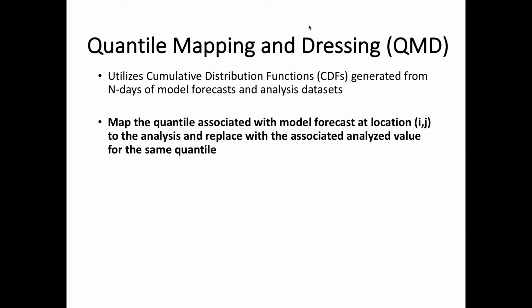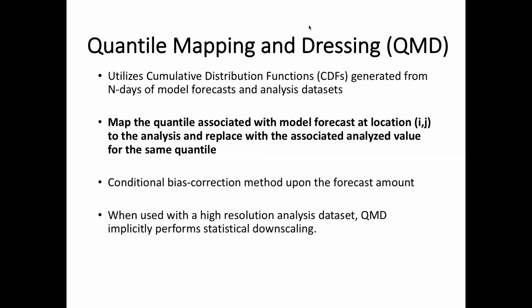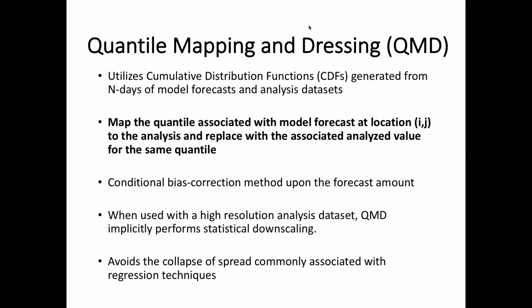In kind of a one-sentence summary, you map the quantile associated with the model forecast at a given location, say a grid IJ grid coordinate, to the analysis and replace it with the associated analyzed value for that same quantile. The quantile mapping is a conditional bias correction method upon the forecast amount. When your analysis data set is of a high resolution, it implicitly performs a statistical downscale, and it tries to avoid the collapse of spread that's commonly associated with some regression techniques.